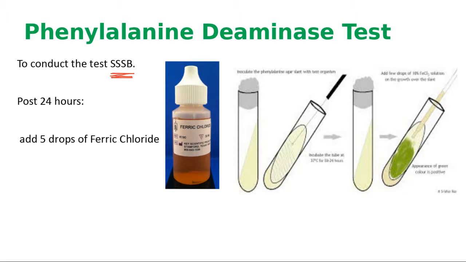So you're going to come in here with your loop or your needle. You'll streak the slant, and then you're going to stab the butt. Okay? You incubate at 37 degrees Celsius, 98.6 for you guys who like Fahrenheit, for about 24 hours. You come back, and you add about 5 drops of ferric chloride. If you add 5 drops of ferric chloride and it turns green, it's positive. Any other color is negative.